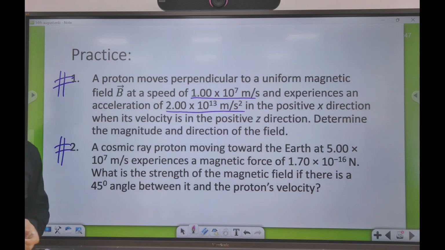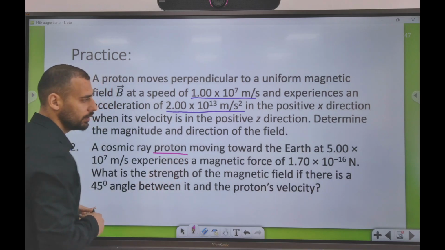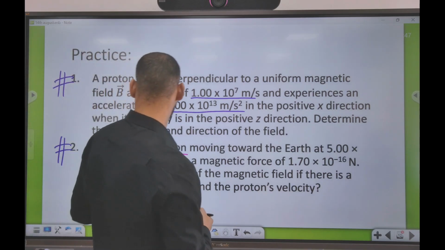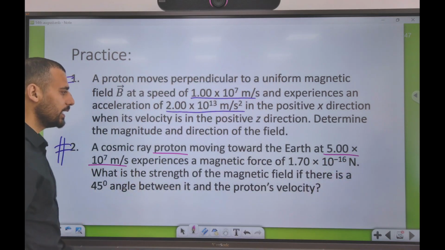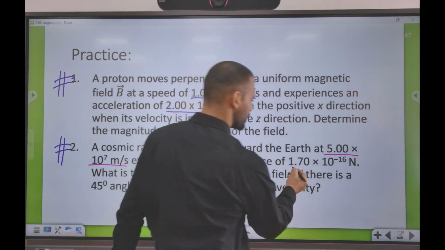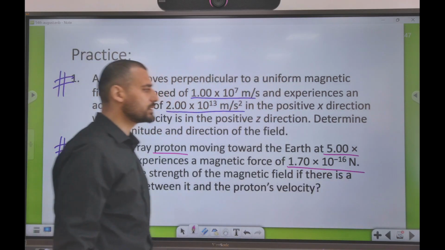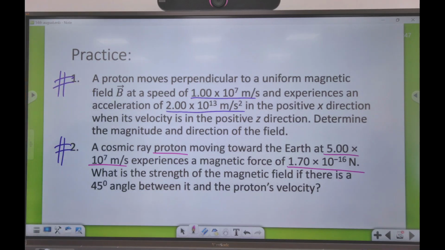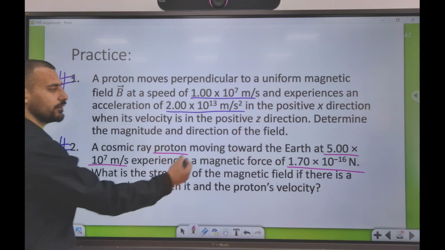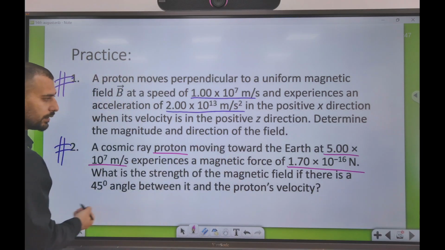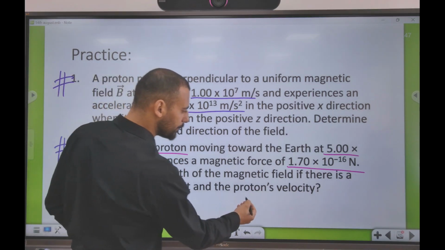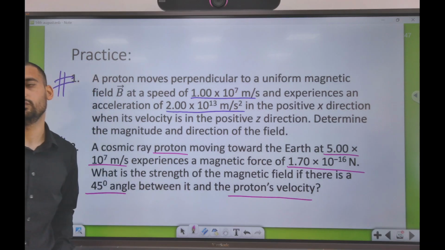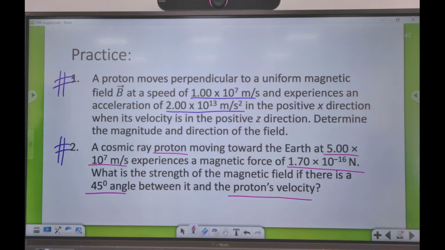A cosmic ray proton, again we have a proton, moving towards the earth. The speed is given, 5 times 10 to the power 7. It experiences a magnetic force of 1.7 times 10 to the power negative 16 newtons. What is the strength of the magnetic field if there is an angle of 45 degrees between it and the proton's velocity? Come on, tell me. We can do this. Very easy.